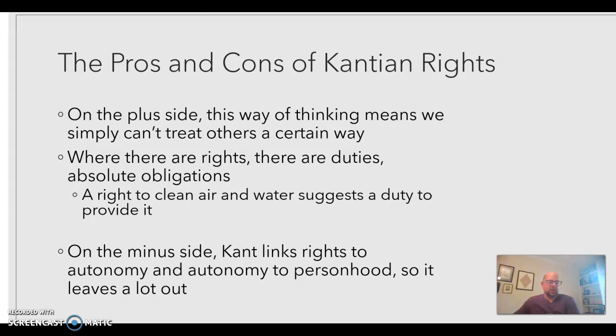On the minus side, though, Kant links autonomy to rights, and autonomy is connected to the idea of being a person. So a pig does not have rights, a tree does not have rights, and it seems like it's a little hard to figure out why Kant would think we have any obligations. In fact, Kant troublingly says that the reason not to torture animals is because you'll probably be a serial killer, not because animals have value unto themselves. So very big, huge weakness in Kant.